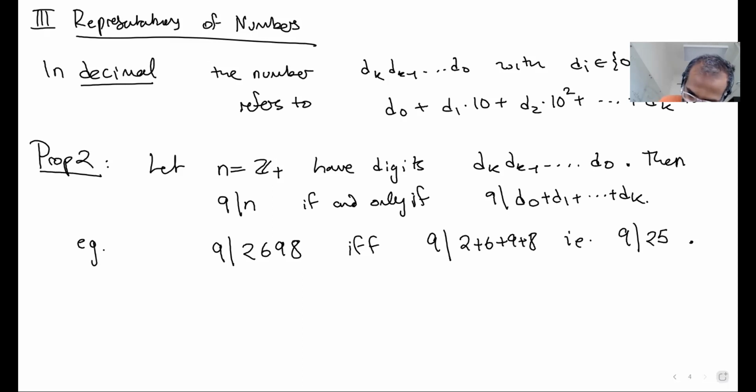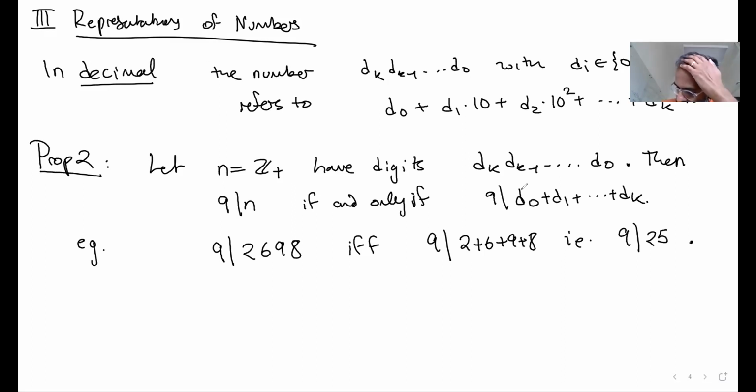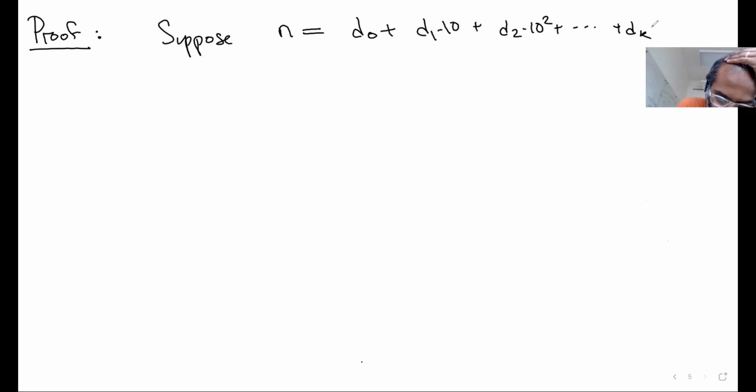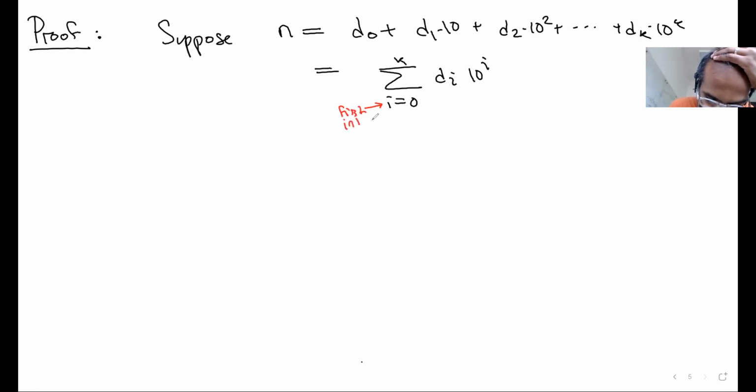So let's see the proof. I'm given a number with these digits, right? So suppose n has these digits. n equals d_0 plus d_1 times 10 plus d_2 times 10 squared, dot dot dot, d_k times 10 to the k. And I'm going to use the summation notation: the sum from i equals 0 to k of d_i 10 to the i. This is a notation we're going to be using a lot in this course. This is the first index, and this is the last index. So I'm adding up d_i times 10 to the i, where i goes from 0 to k.